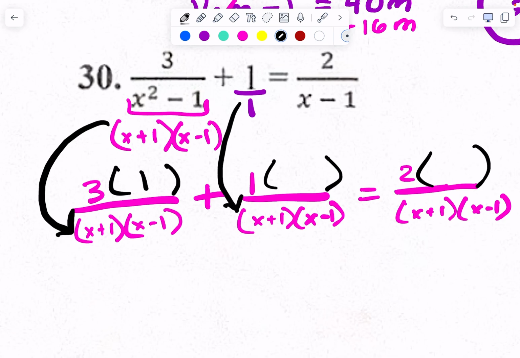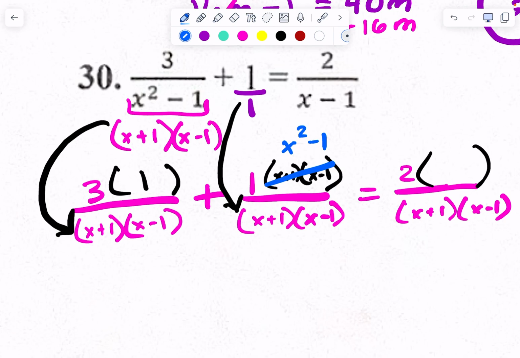What about this guy? What's he missing? x plus 1, x minus 1. He is missing both x plus 1 and x minus 1. But what does x plus 1 times x minus 1 come out to be? x squared minus 1, right? That's what this is right here. So I'm going to go ahead and multiply them back together so it makes them a little nicer.